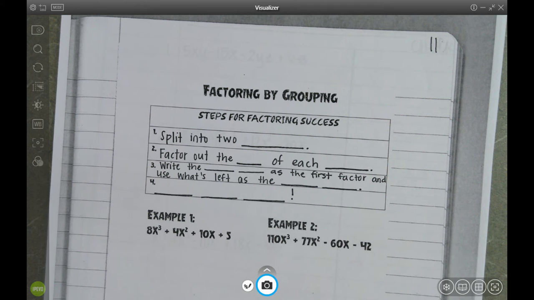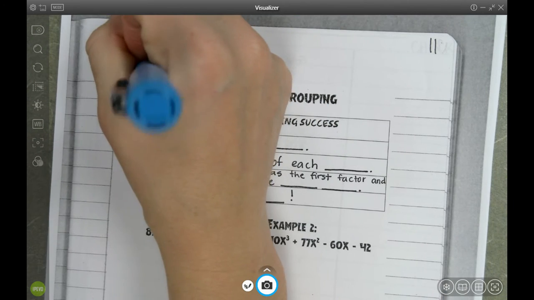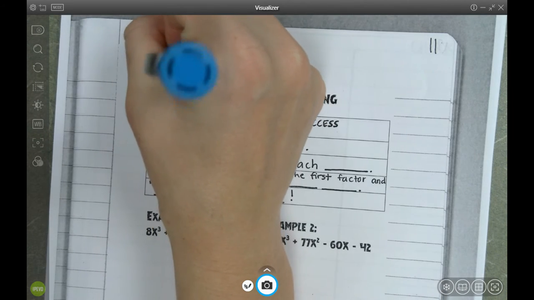Okay, so it's the first thing we always look for when we factor. What? Greatest common factor. So always look for GCF.